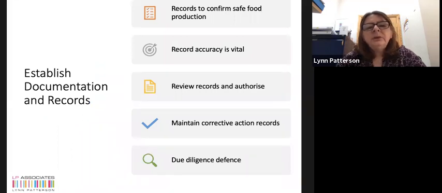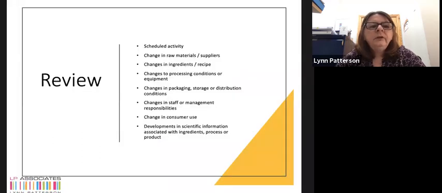We need to establish documents and records, as I've already said. So records confirm that we've produced a safe product, but they can also form part of our due diligence defence. So you need to review your records and authorise them. Make sure that records are being completed accurately, that they're legible, and they are a true reflection of what's happening. And you need to be able to check those and authorise them, not just signing them off, actually verify and make sure that they are being carried out correctly. If corrective actions have been implemented, then it's important that we know that those are carried out correctly as well and implemented.